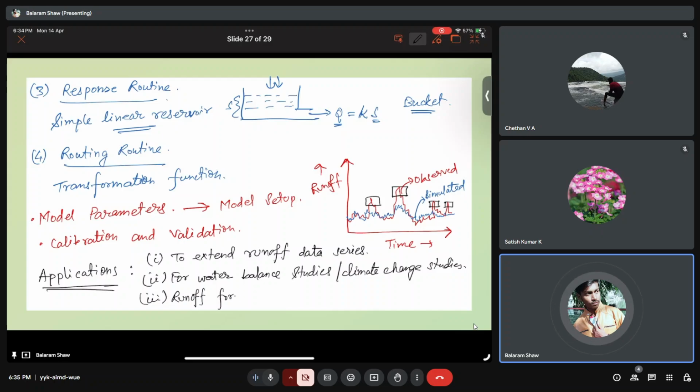For flood forecasting you can use it. What else can you use it for? Computing design flow, something like that. There are several applications we have seen earlier, right?